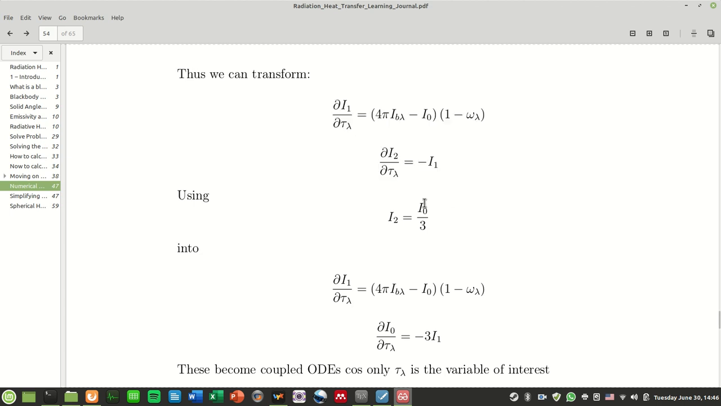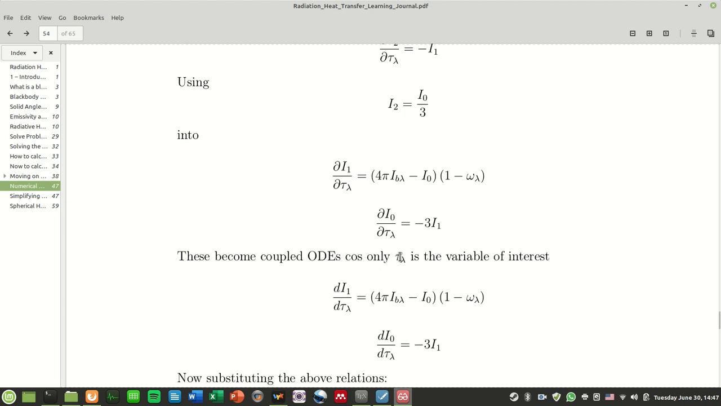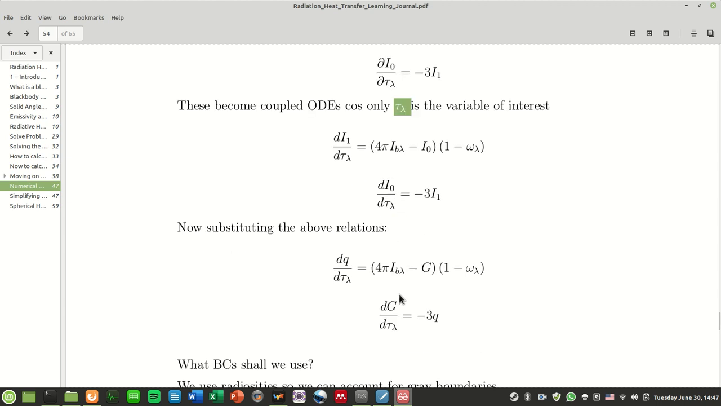So first things first, we can get rid of I2. We substitute out I2. I2 is actually equal to I0 over 3. So we substitute I2 into this equation here. Thereby we get this equation over here: d I0 d tau lambda equals -3 I1. And we have this other equation here as well, which we did not touch. So these become 2 coupled ODEs, with tau lambda being the only variable of interest.